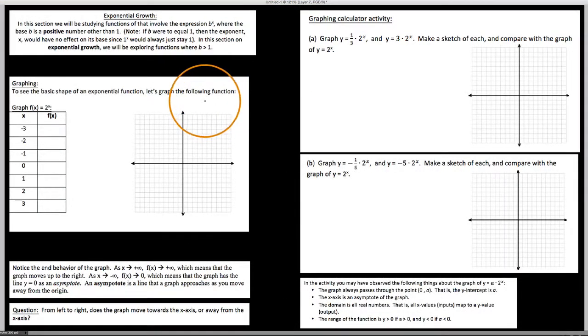Okay, YouTube, in this video we're going to discuss exponential functions in general and explore what their graphs look like, trying to describe their nature a little bit. So let's start with what an exponential growth function is, or just an exponential function.